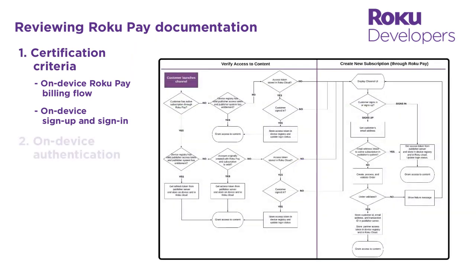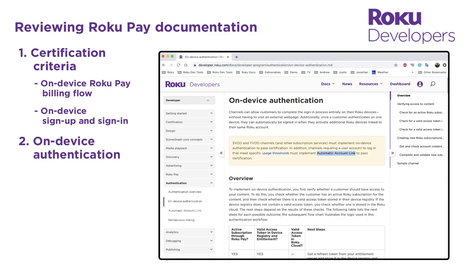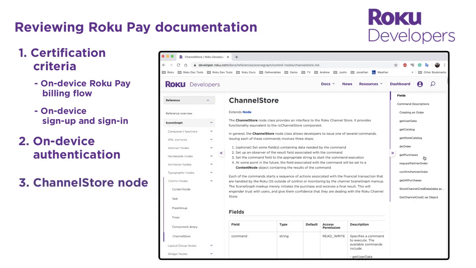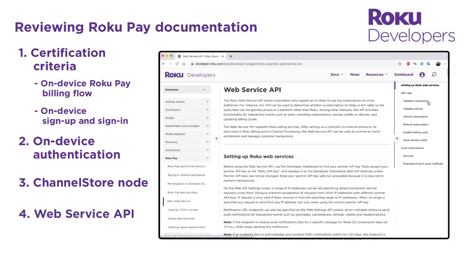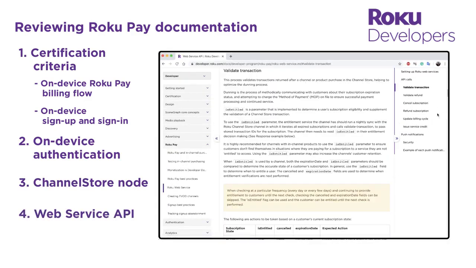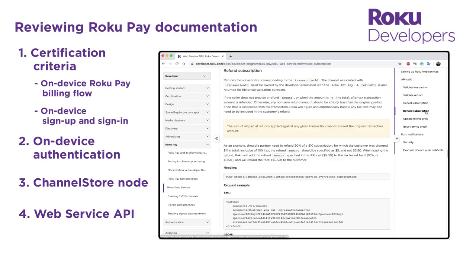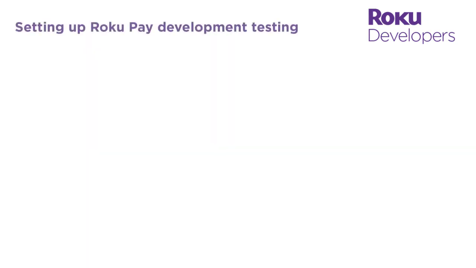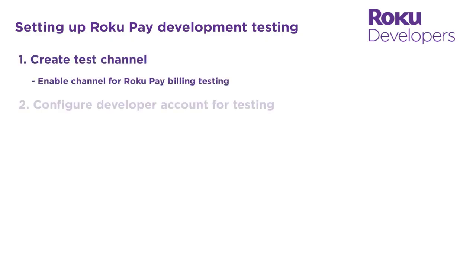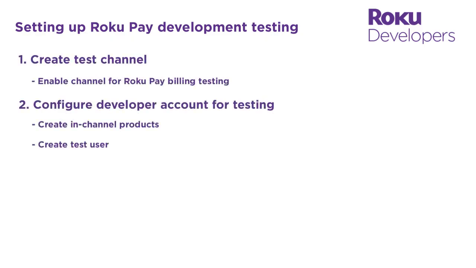You can also check out the on-device authentication guide for more information. Also, take a look at the channel store node and Roku web service documentation. These documents detail the APIs used to manage Roku Pay integrations. Once you're ready to integrate Roku Pay and on-device authentication, you need to create a channel and configure it and your development account for testing.